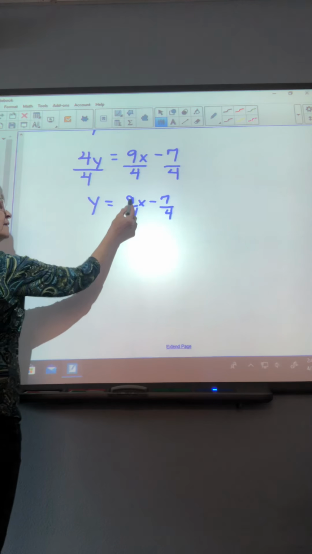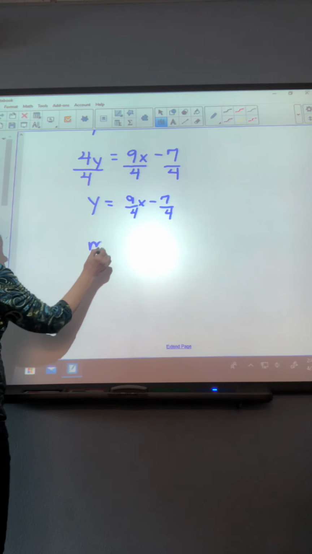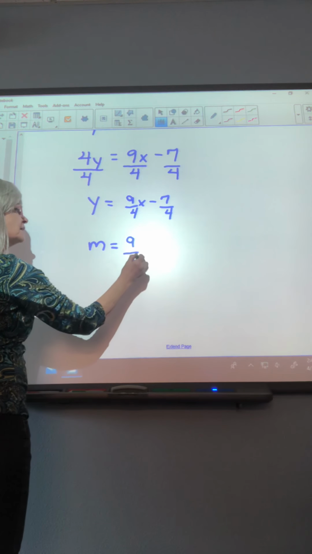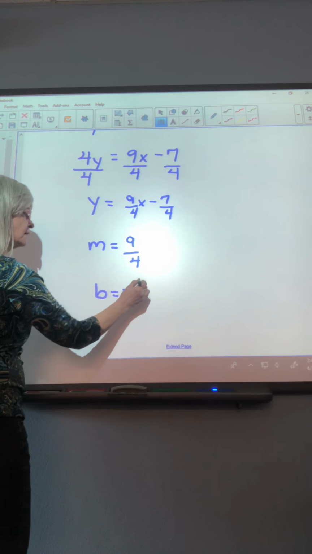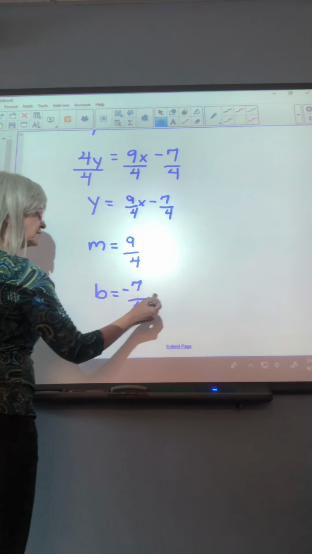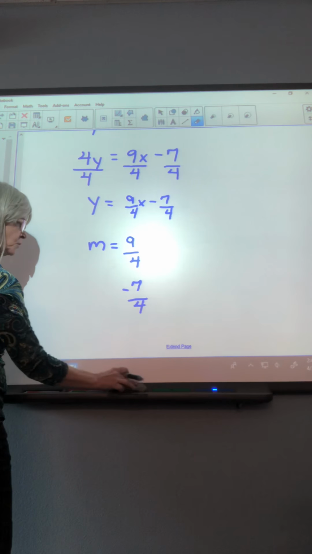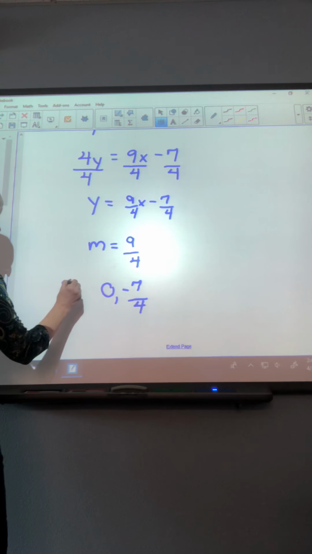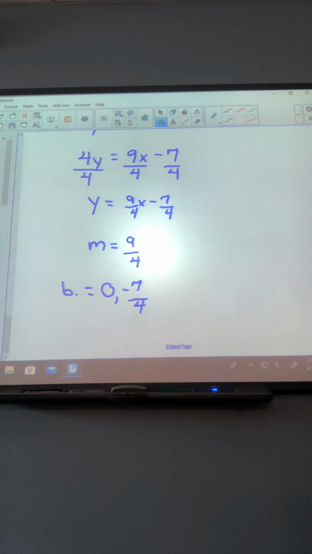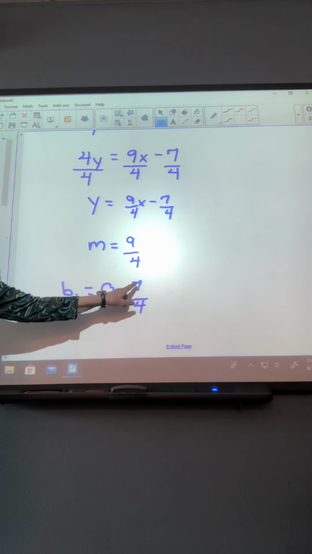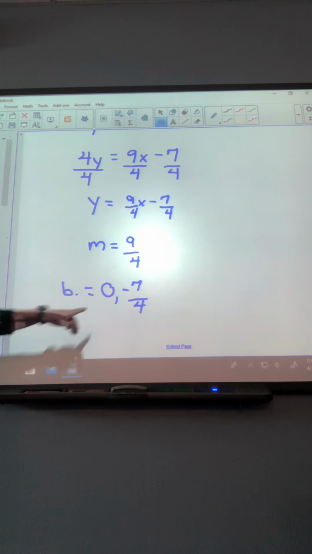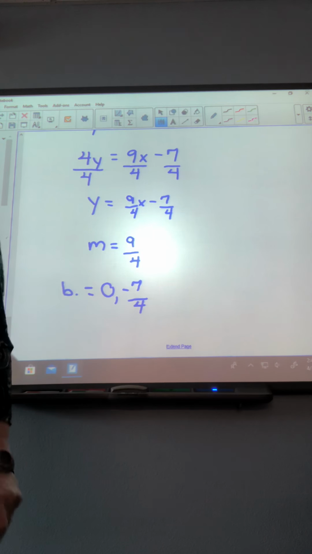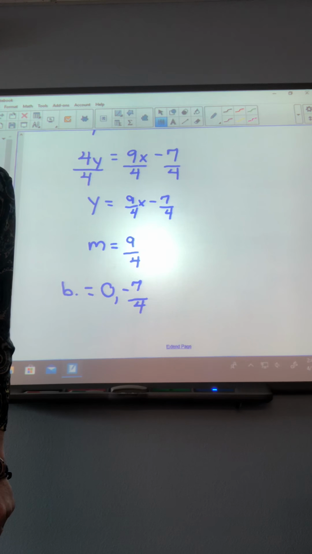So then the number in front of the x is the slope, so we'll call that m. So m is equal to 9/4. B is the y-intercept, and so b would be negative 7/4. And of course, the actual point would be 0, negative 7/4. For tests and things, I don't use points like this because it's hard to graph a negative 7/4. Okay.